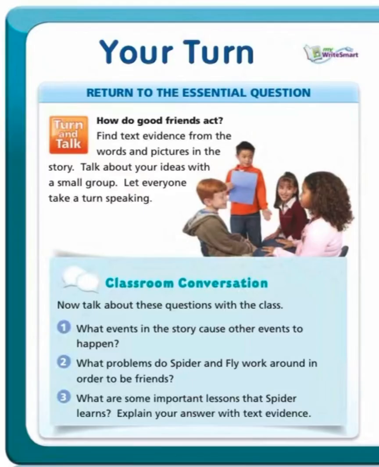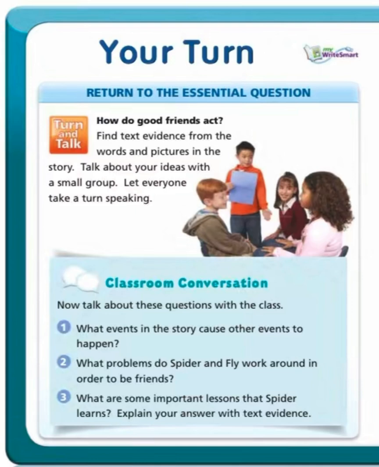Your turn. Return to the essential question. Turn and talk. How do good friends act? Find text evidence from the words and pictures in the story. Talk about your ideas with a small group. Let everyone take a turn speaking.